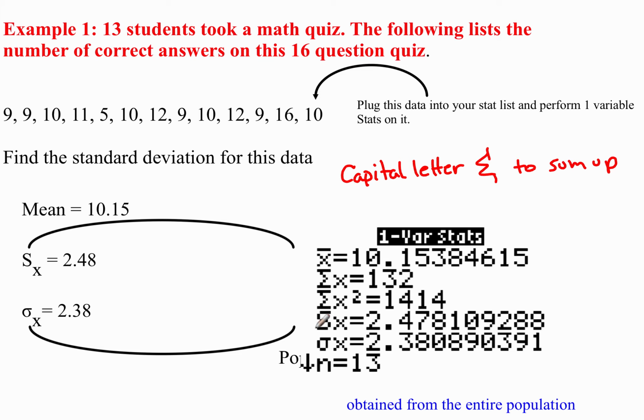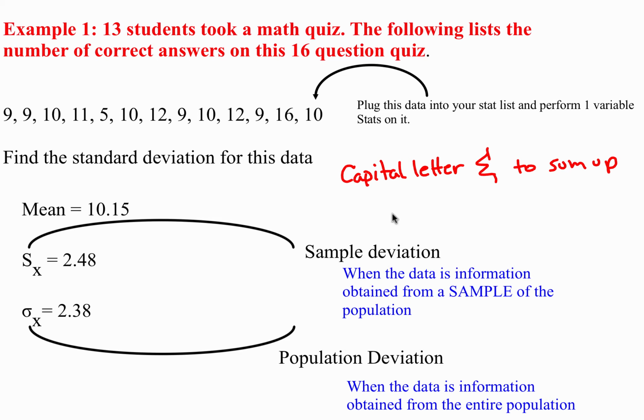And there are 2 types of standard deviation, and they're listed right here. One is a capital S, and that's 2.48 when we rounded. And the other one is baby sigma, that's 2.38. Okay, so why are there 2 types of standard deviation? I'm going to remove this. This is going to tell you. It's very important that you understand the difference between these. S stands for sample deviation.